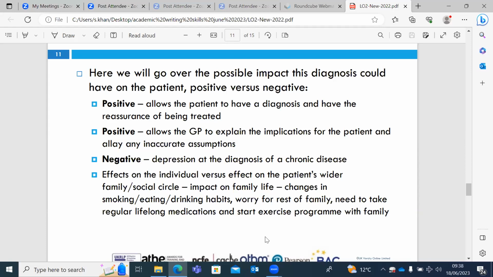The negative ones are depression as the diagnosis of a chronic disease, and then effects on the individual versus effects on the patient's wider family and social circle, impact on family life, changes in smoking, eating and drinking habits, and the worry for the rest of the family, the need to take regular lifelong medications and start an exercise program with the family.